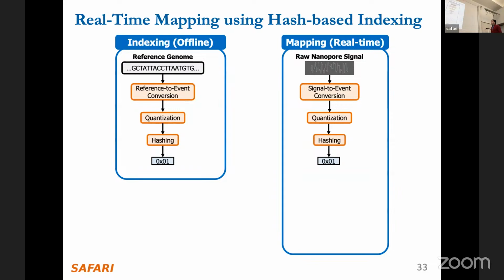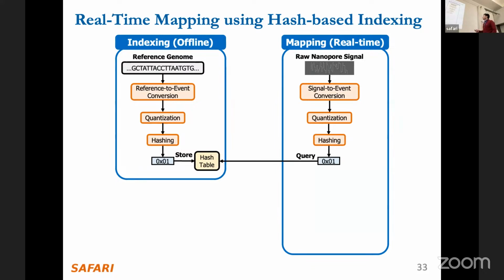So again, to cover almost all of these steps, the left side is the offline step, the right side is the real-time step, and we already covered how we generate hash values from the reference genome and the signals, right? The next step in the offline step is that when we generate hash values, we store these hash values in the hash table. And then this is the end of the offline step, right?